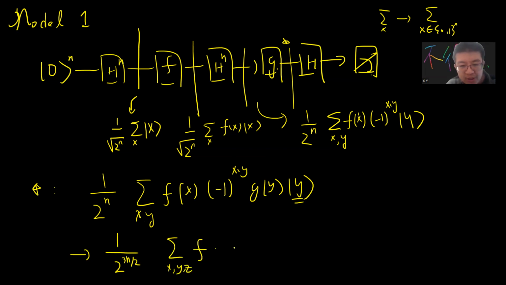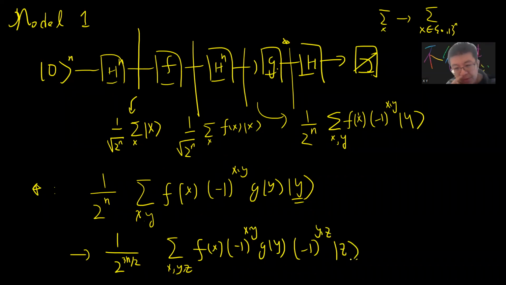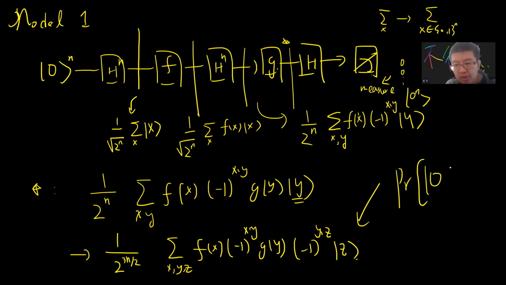And the f of x minus 1 xy g of y. So now this needs to be minus 1 yz to the z. Okay, so you just measure 0. So this guy, let me just say measure 0, 0, 0, 0. So it's measure 0 to n. Okay, so the probability that the measure 0 to n will be put z equals 0, right?